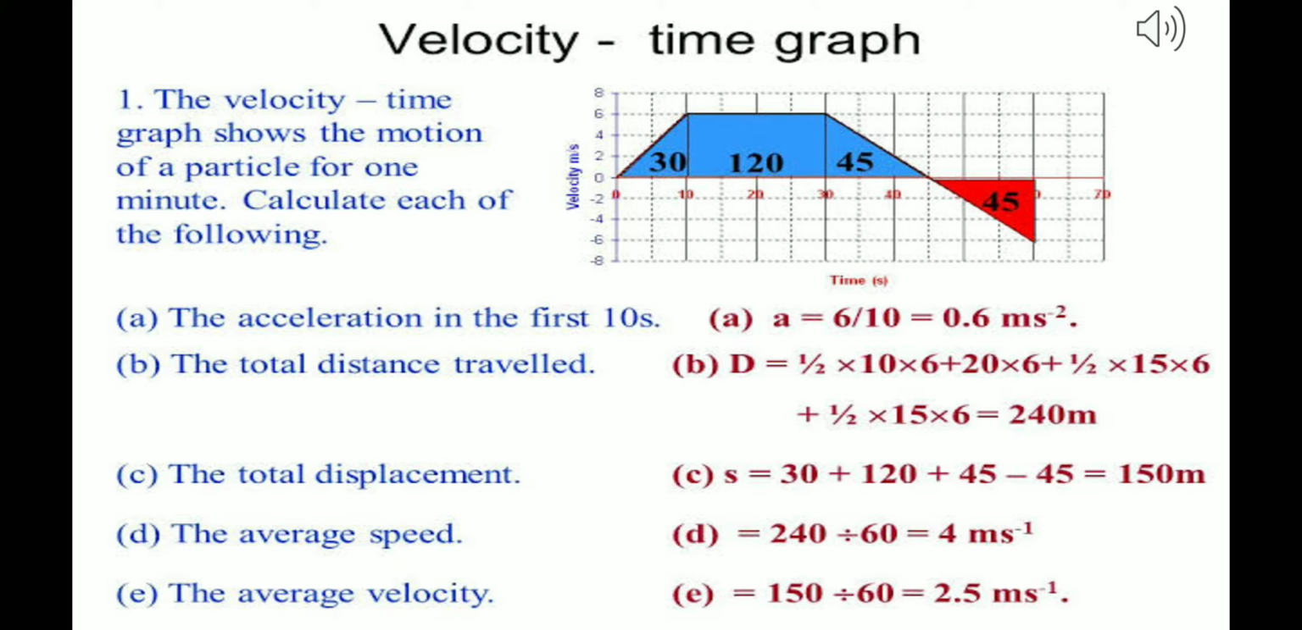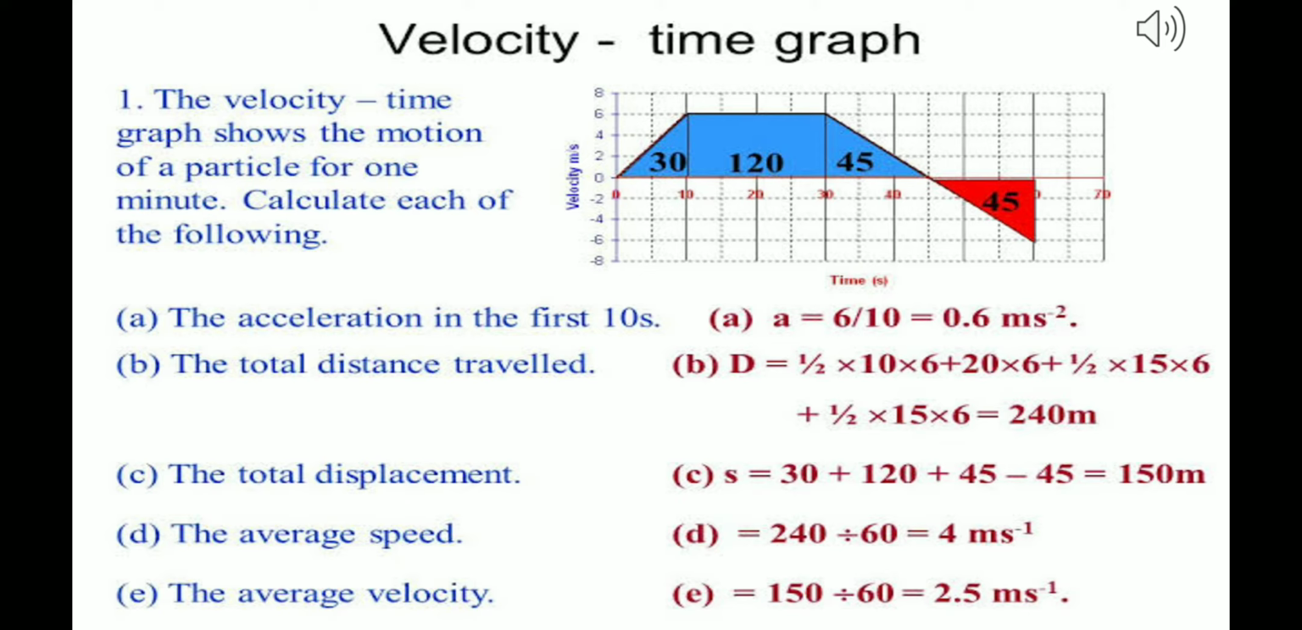Now the second one, the total distance traveled by the body. So distance is, you have to find out the area covered. So half into 10 into 6, the first triangle, half base into height, plus the rectangle, that is 6 into 20. 20 seconds is the time lapse. So the rectangle is 20 seconds into 6. Plus half 15 into 6. 15 is the time gap and 6 is the height. So half into 15 into 6.